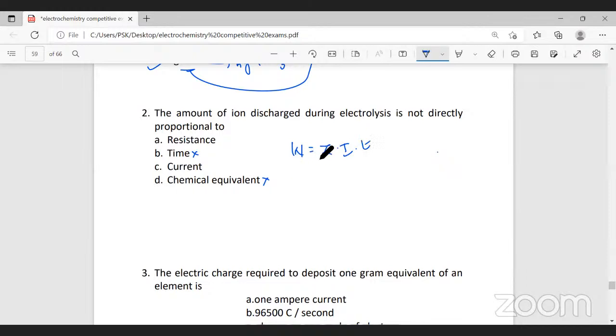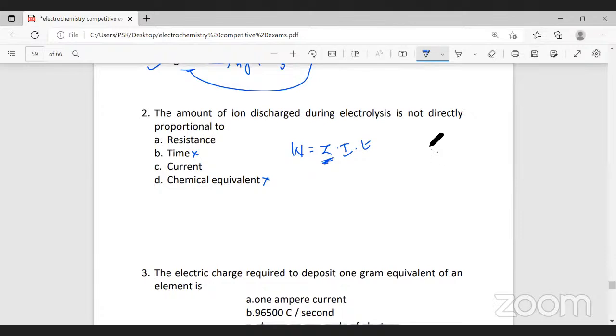So W is directly proportional to what? Electrochemical equivalent. Then it's resistance, sir. The only option left out is resistance. So the amount of ion discharged is not directly proportional to resistance.